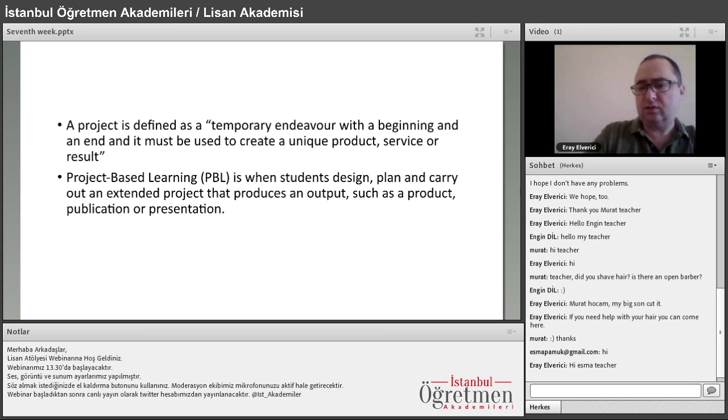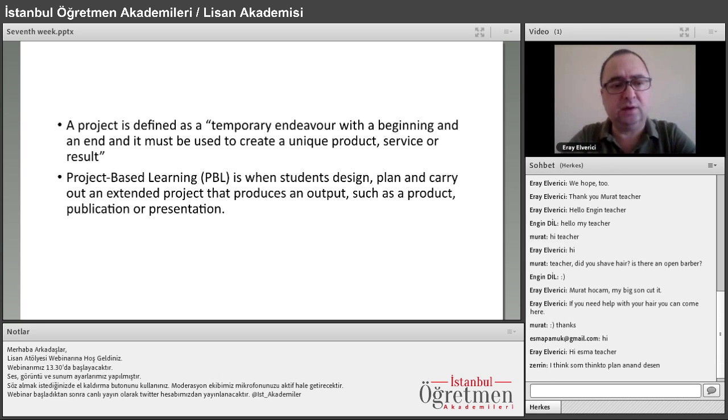There are two definitions. The first one is the important one. A project is defined as a temporary endeavor with a beginning and an end, and it must be used to create a unique product, service, or result. So if you're working on a project, you have to keep in mind that there should be a result, a kind of product at the end of the project.